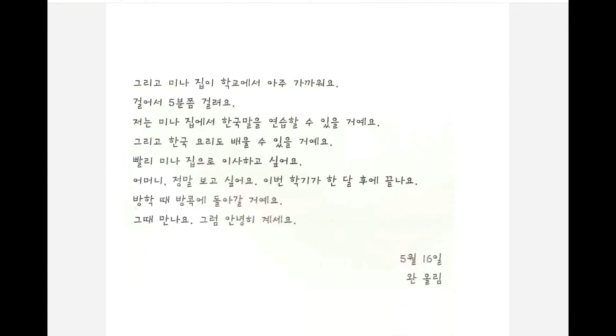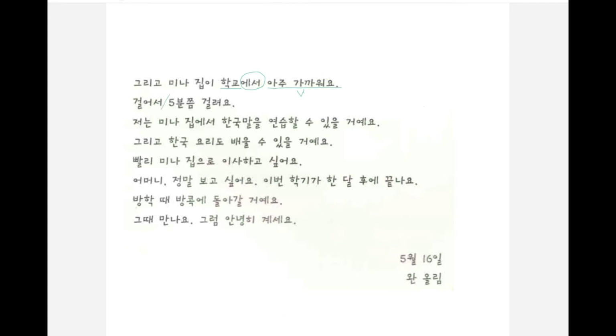그리고 미나 집이 학교에서 아주 가까워요. Subject, 미나 집이. Where's the verb? 아주 가까워요. Very close. From where? Again, from school. 걸어서 5분쯤 걸려요. I would divide it into two. This is quite a short sentence, but I'm going to divide it here.